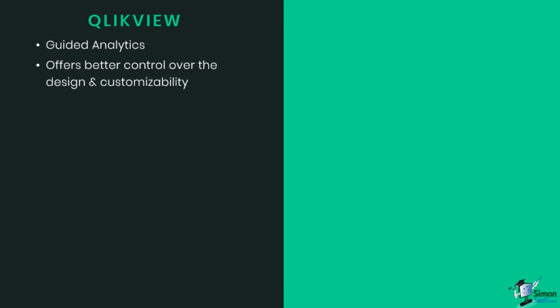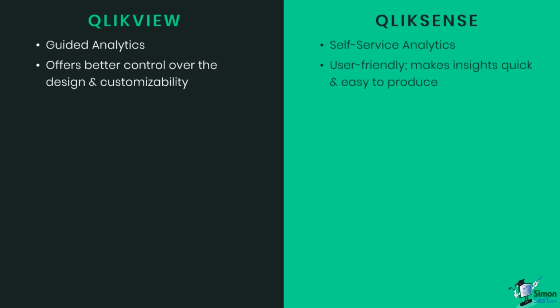Qlik Sense has a lot of similarities to its predecessor, Qlik View, but it also has its differences. Qlik View is built for guided analysis, wherein end users are provided with an app that contains the previously defined data models with different visualizations. It also offers better control over the design and customizability of its applications, thus making it suitable for technical and trained developers. Qlik Sense, on the other hand, is built for self-service analytics, where the user is given the opportunity to integrate individual data and create their own apps. It is user-friendly and easier to use, making insights quick and easy to produce even for beginners.